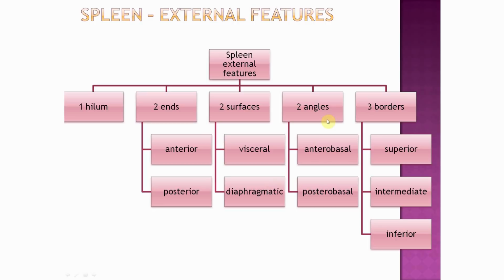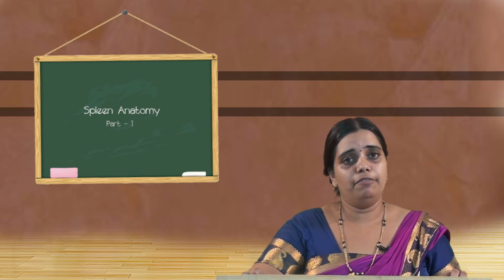Then we have 2 angles: the anterobasal angle, which is also called the clinical angle, and the posterobasal angle. It has 3 borders, namely superior border, intermediate border and inferior border. I repeat, superior border, intermediate border and inferior border.